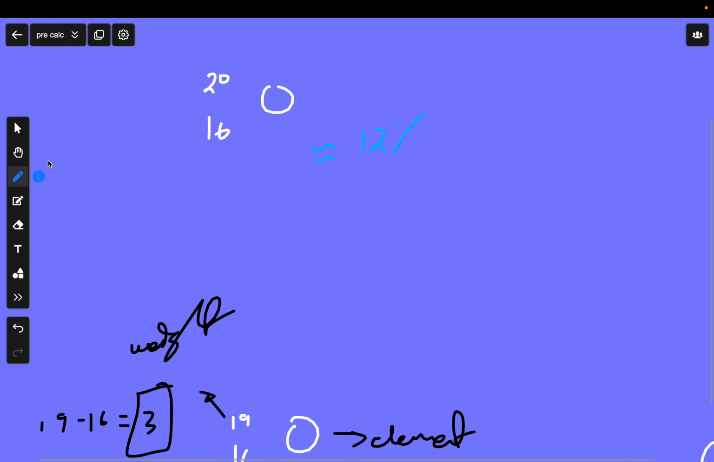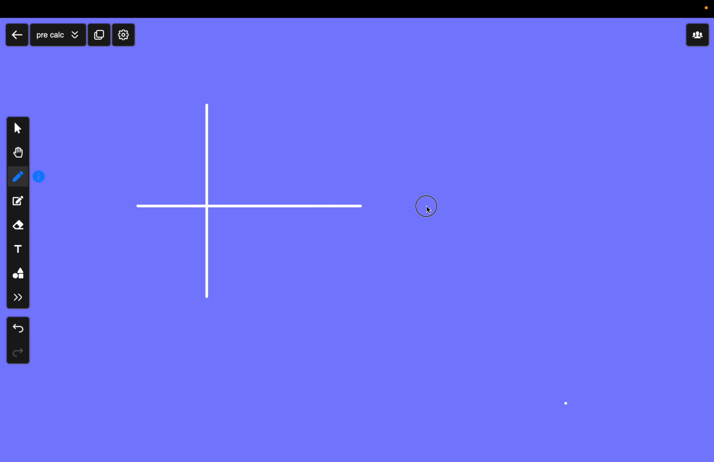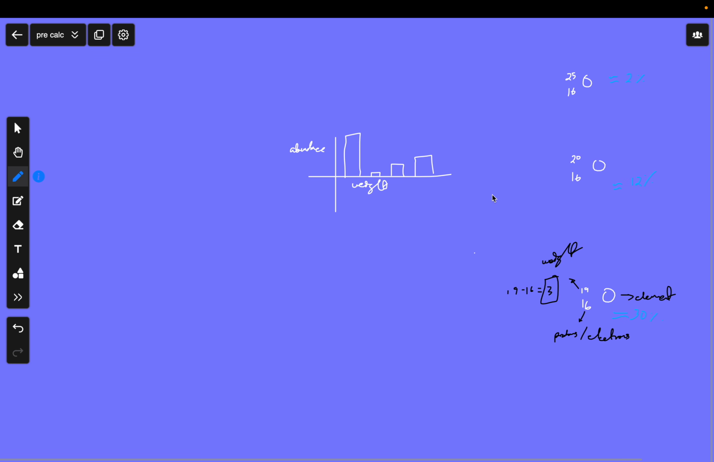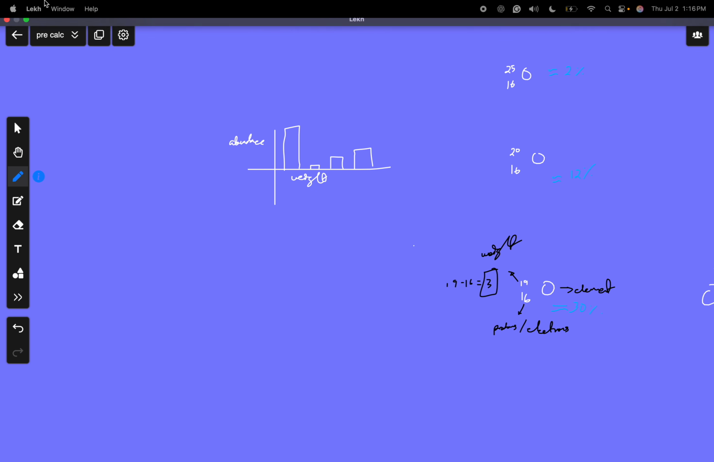If you were to graph this, you would have an X and Y axis, and you would have weight, and then you would have their abundances. So you could have some weights be really abundant, and then some might not be as abundant. Okay, it will be distributed. Everything will exist in a spectrum, basically.